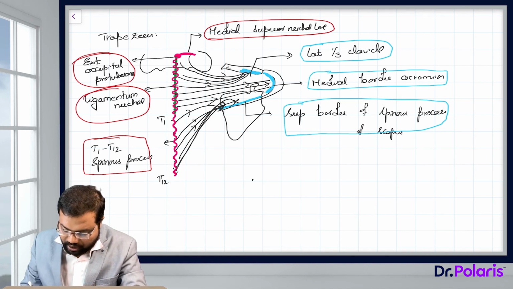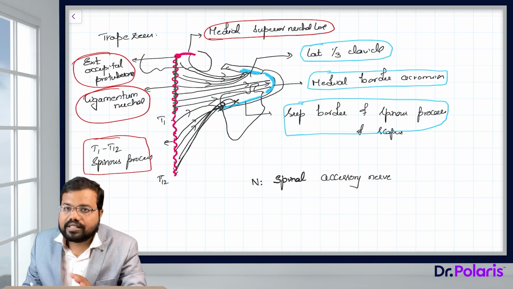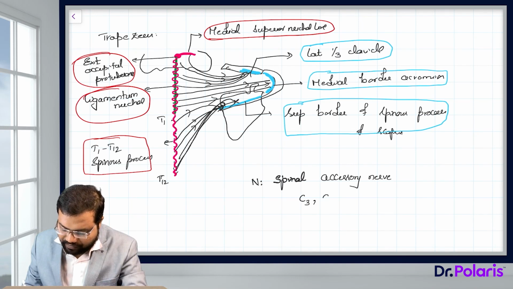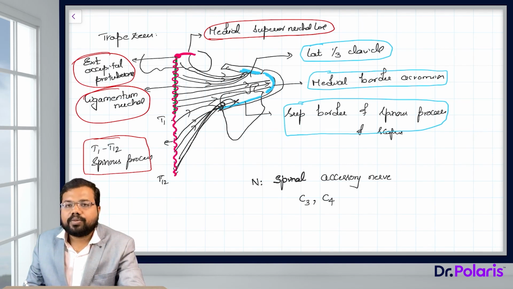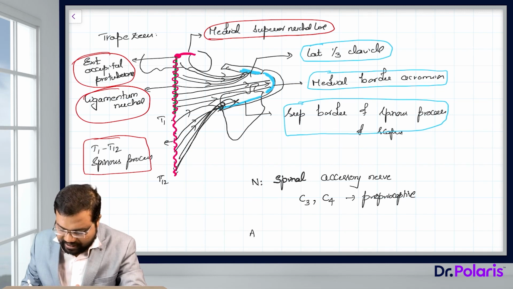Now what about its nerve supply? The nerve supply is by the spinal accessory nerve. This is motor, but the proprioceptive fibers are taken by C3, C4. The C3, C4 spinal nerves will take the proprioceptive fibers. And what is its action?